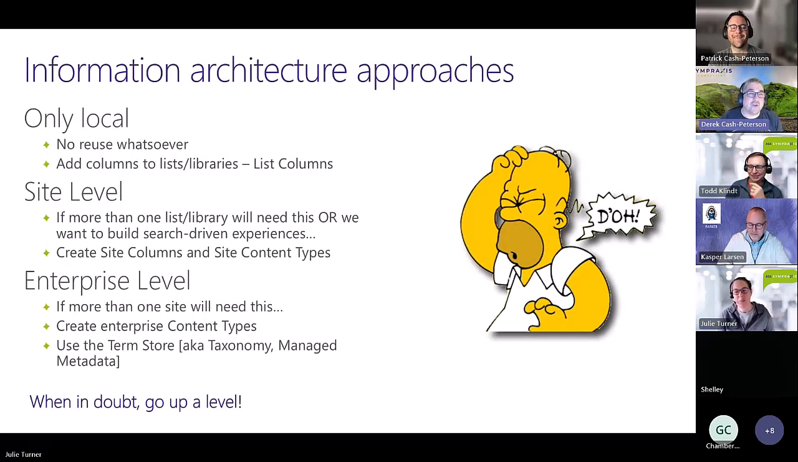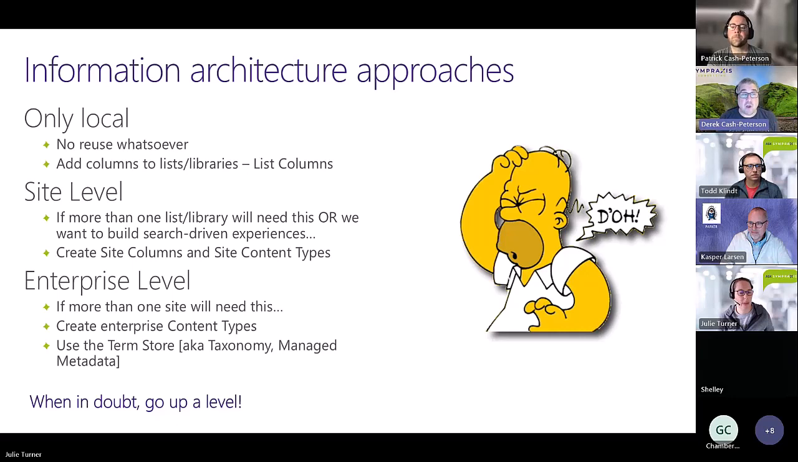So we can essentially create things in many different places. And as a sort of best practice, you want to create it where it makes the most sense. So if you're only going to use this metadata or this content type in one specific list or library, create it locally. Add the columns to the list. These are list columns. It gets added to the default content type for that particular list. Now, the challenge there is it's only usable in that list, nowhere else.